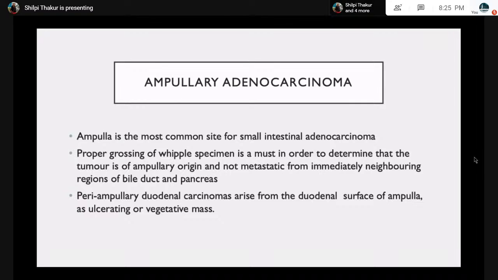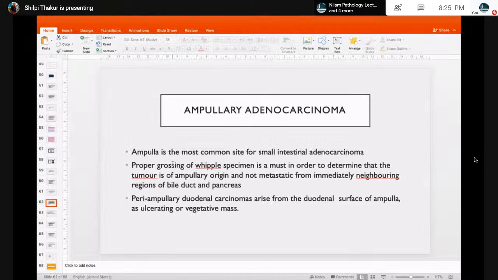So after ampullary adenoma, the next thing that we are concerned about is the ampullary adenocarcinoma. Since we know that the ampulla is the most common site for small intestinal adenocarcinoma, grossly the specimen we get is the Whipple specimen. Proper grossing of this Whipple specimen is very essential for determination of the origin of the tumor, whether it is ampullary or metastatic from the immediately neighboring regions of the bile duct or pancreas. So we need to differentiate between the two. The techniques which are followed are bread loafing, or longitudinal bivalving. What WHO says is that the bivalving method is a better one, because here we can see the exact origin of the tumor rather than with bread loafing.